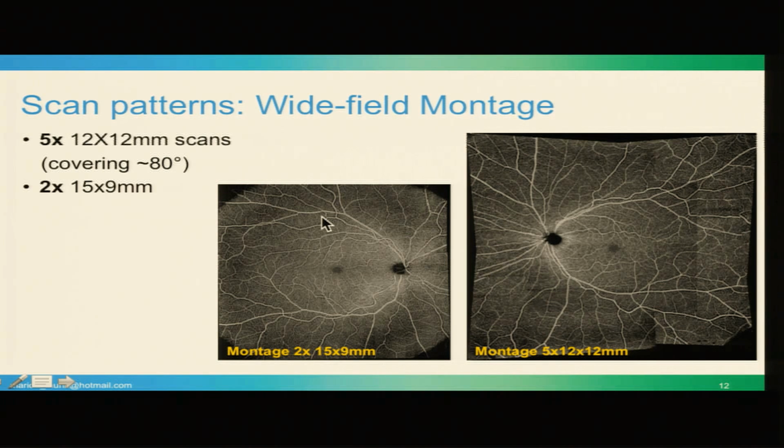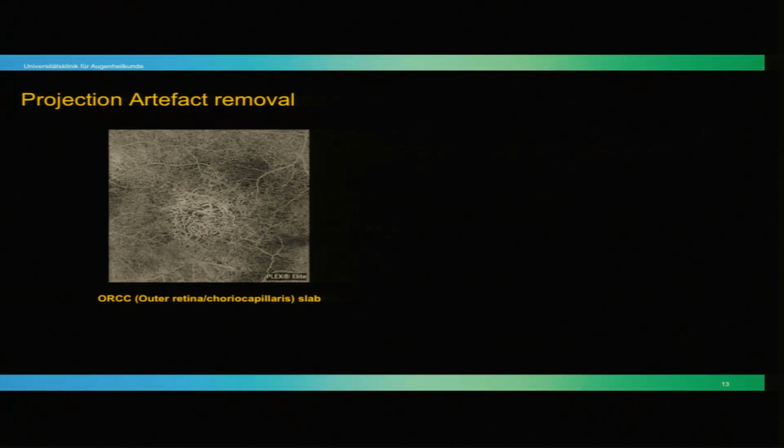The intriguing thing in these wide field images is you can do wide field montage images. So by performing 5 12 by 12 scans, the device will montage it together, and you really get then a wide field of view up to 100 to 110 degrees of the retina. Or another possibility is to do 2 15 by 9 scans, and that's also automatically merged by the device, and you get a wide field of view, similar as a fluorescein angiography.